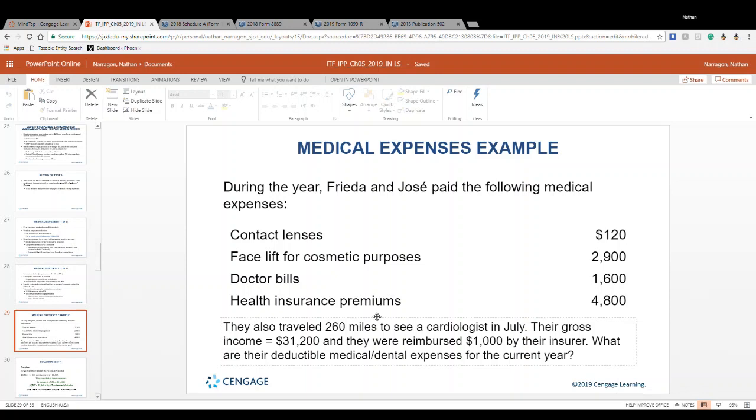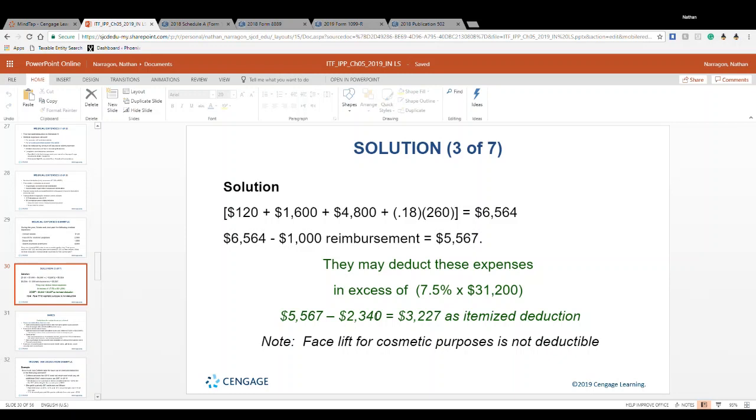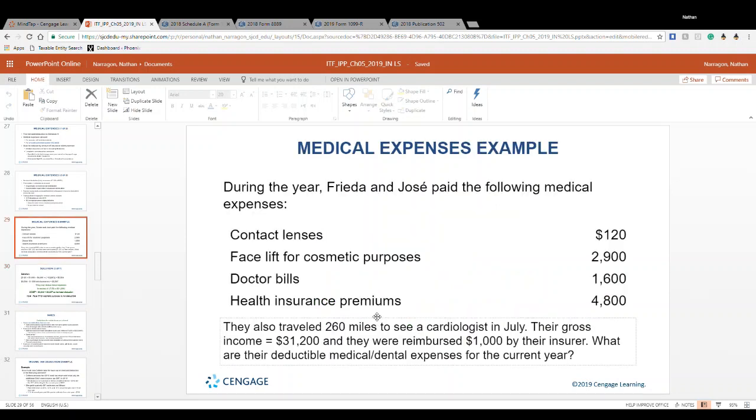So insurance actually reduces anything that we can actually use. What are the deductible medical and dental expenses for the current year? Okay, here we go. Look at the deductions that we can take: 120, 1,600, and 4,800. Okay, we couldn't take the facelift.